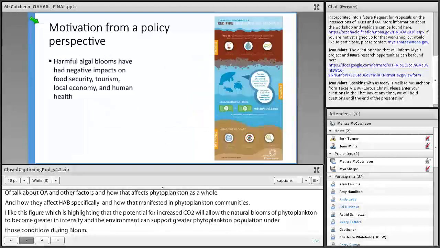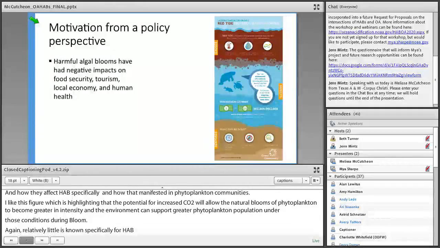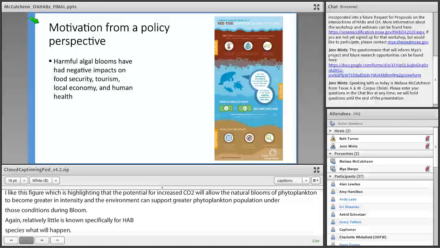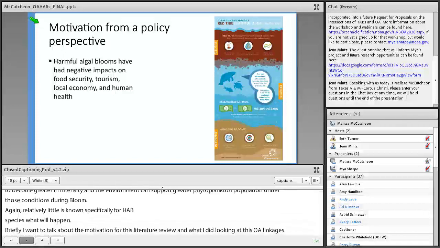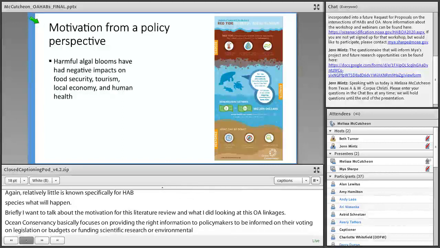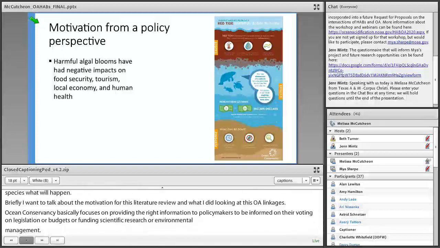And so briefly I wanted to talk about the motivation for this literature review and what I did at Ocean Conservancy looking at these HABs and OA linkages. So, Ocean Conservancy basically focuses on providing the right information to policymakers, for them to be informed when they're voting on legislation or budgets or funding scientific research or environmental management. And so given the impacts of HABs on food security, tourism, the economy, and human health, legislators usually do care about this issue. And so, I like how Ocean Conservancy makes this information really digestible.